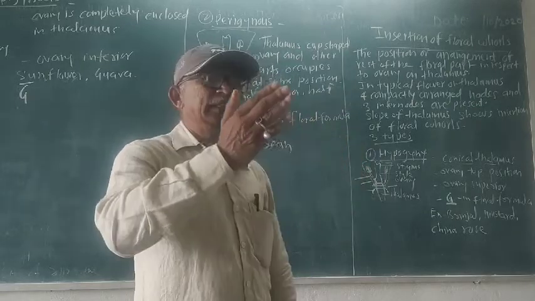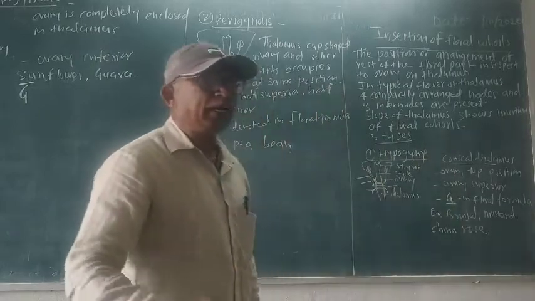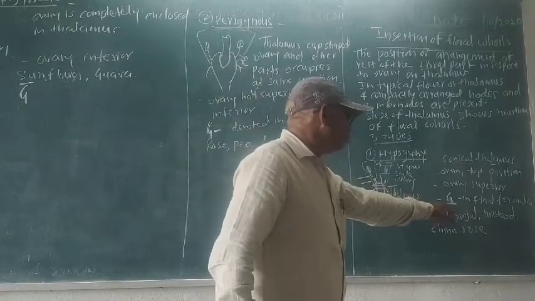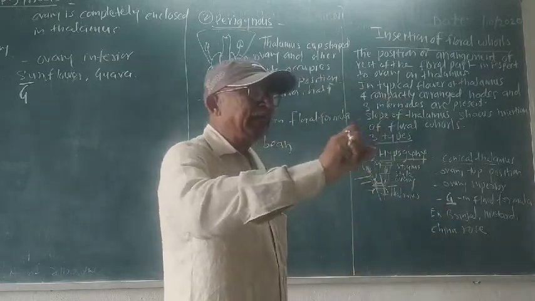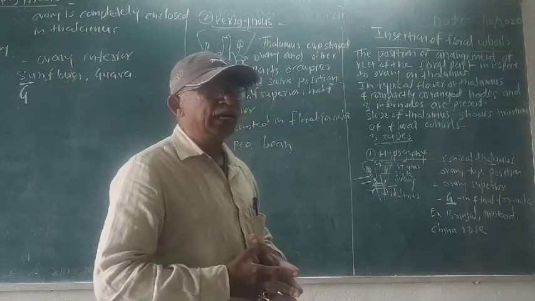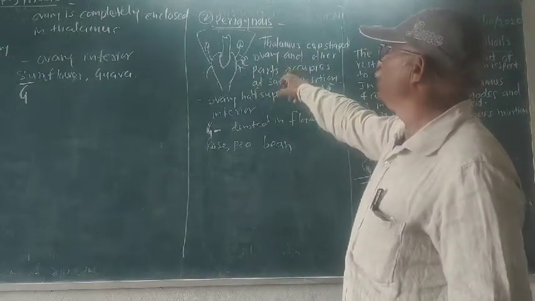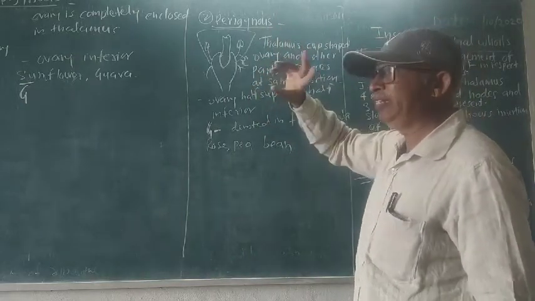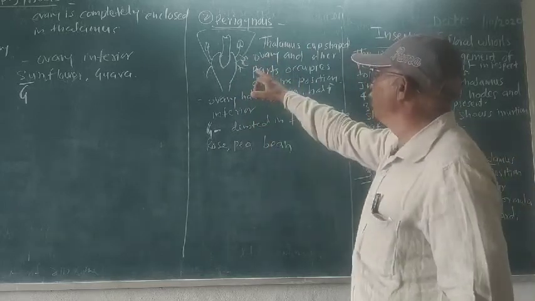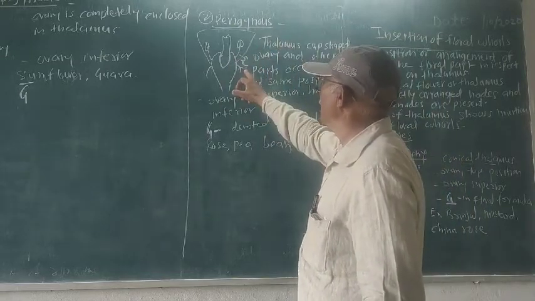Now the ovary is called superior, denoted by capital G and underlined by a line. So it is a superior ovary. It is shown in the floral formula like G with an underline. There are certain examples: brinjal, mustard and china rose. Second is perigyny. The flower is called perigynous. Peri means surrounding. In the cup shaped or saucer shaped structure, the ovary is present and it is encircled at the same position.